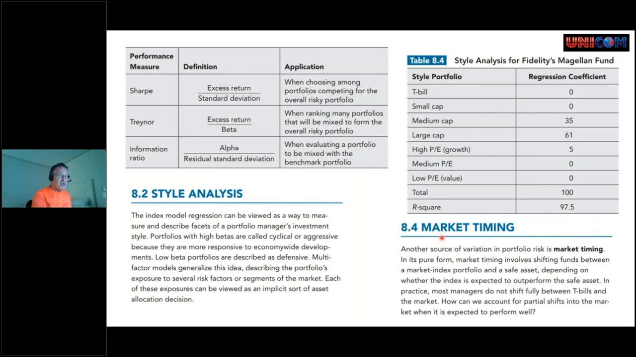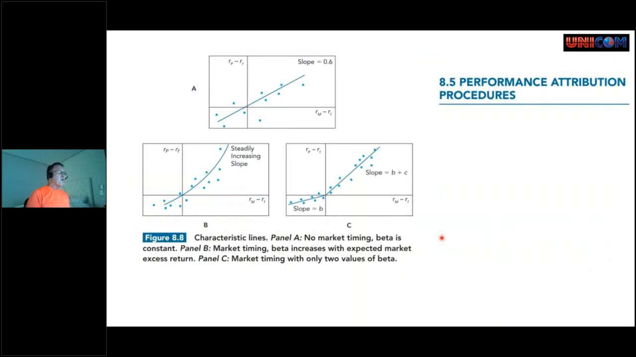It's not so much your selection of the right stock, which should obviously be growing. That's what stock selection is about. But you can also make profits from good timing. Maybe a terrible share, but if you've timed it right, you can still buy low and sell high, right? And so in practice, most managers don't shift between T-bills and the market, so there are ways you can account for these partial shifts in the market when it is expected to perform well.